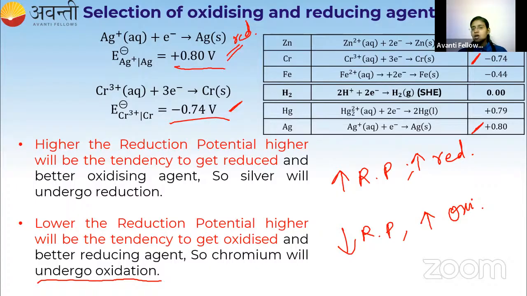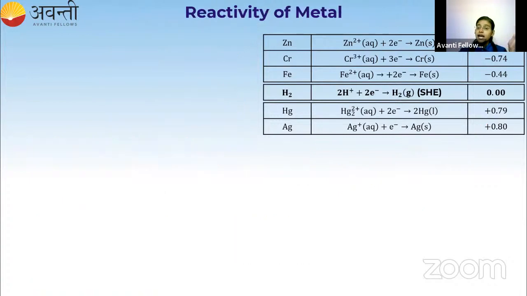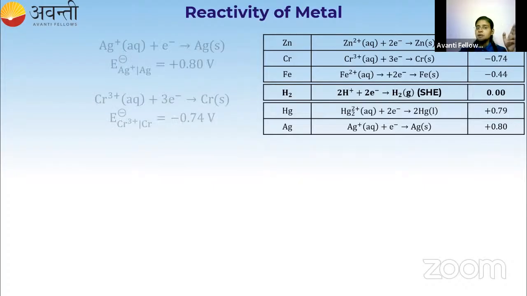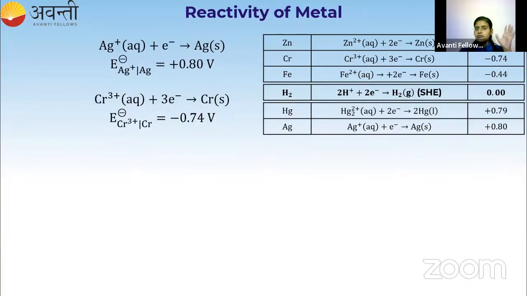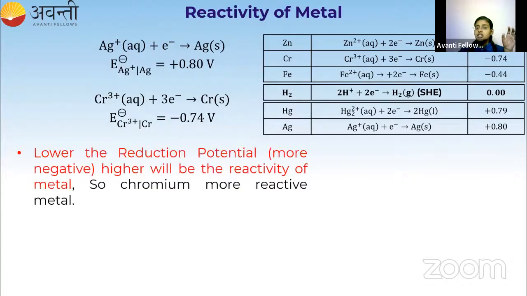Now let me give you one more relation, related to the reactivity of a metal. I'm going to take the same 2 metals, Ag plus and Cr3 plus, with the same values. If the reduction potential is lower, meaning if it is more negative, then the reactivity will be more. Among silver and chromium, chromium has the more negative value, so chromium is the more reactive metal.